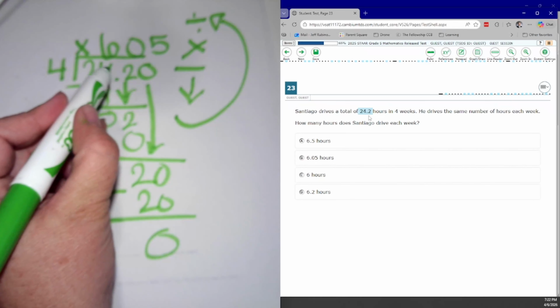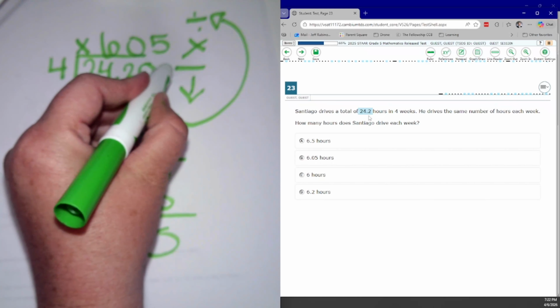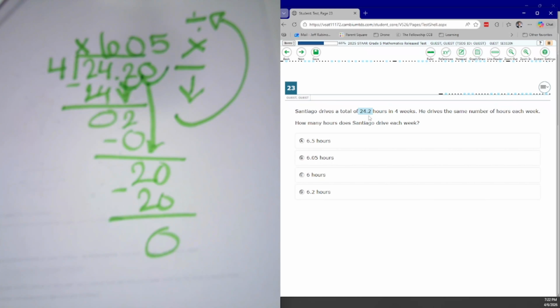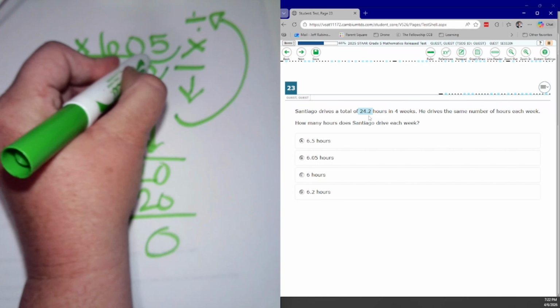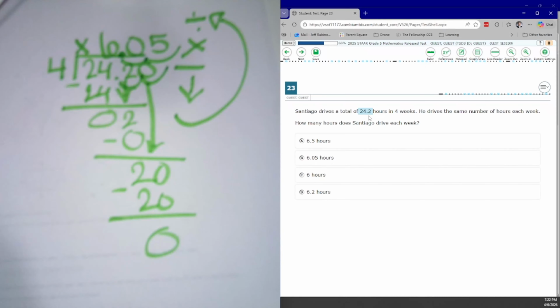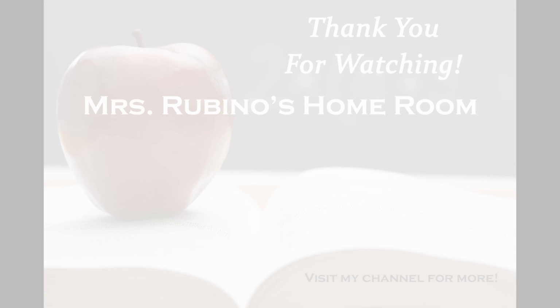That's where that decimal comes in. I moved over 1, 2 swoops. So I'm going to go over here and I'm going to go 1, 2 swoops. And there's my decimal. So my answer is B, 6 5/100 hours.